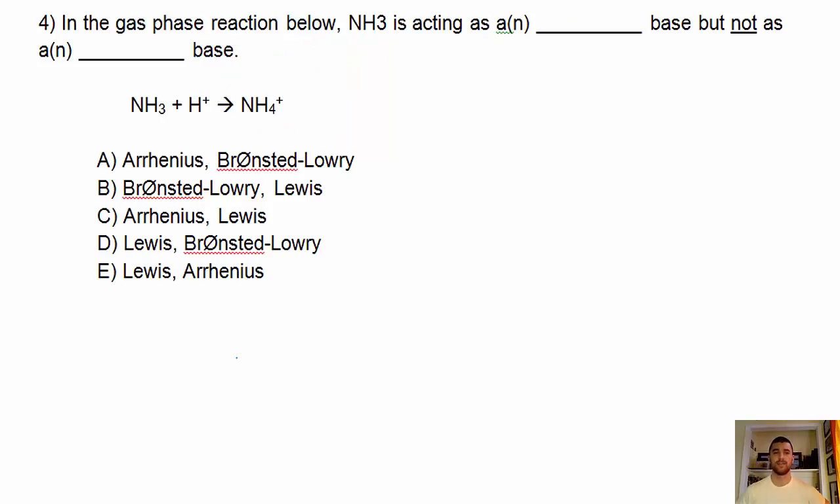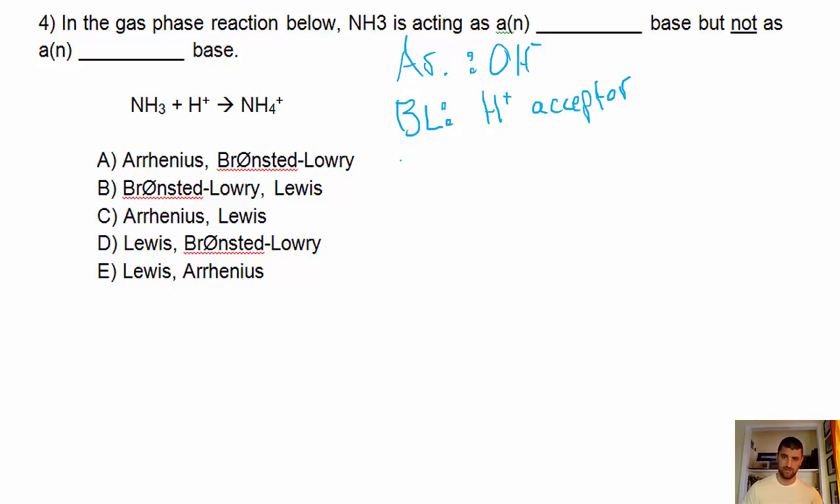All right, so in the gas phase reaction below, NH3 is acting as a blank base, but not as a blank base. All right, so we got definitions here. Let's talk about it. We got the Arrhenius definition for base, gives an OH minus. We got the Bronsted-Lowry definition, which is a proton or an H plus acceptor. And we have the Lewis definition, where it is an electron pair donor. So those are the three definitions, right?